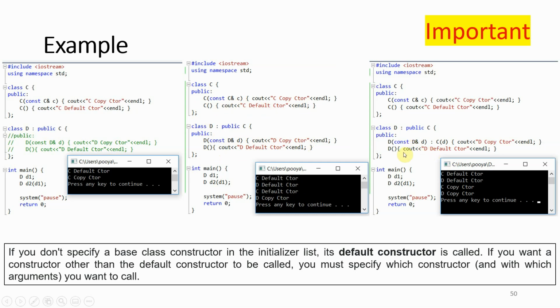Now here, the only difference is that in the initialization list of the copy constructor for class D, we are explicitly calling the copy constructor of class C. So the first two lines are the same. It's going to call the C default constructor, then the D default constructor. Then over here, we are calling the copy constructor of class C. It's going to write C copy constructor and then D copy constructor. So these are some very detailed things that it's good to know.